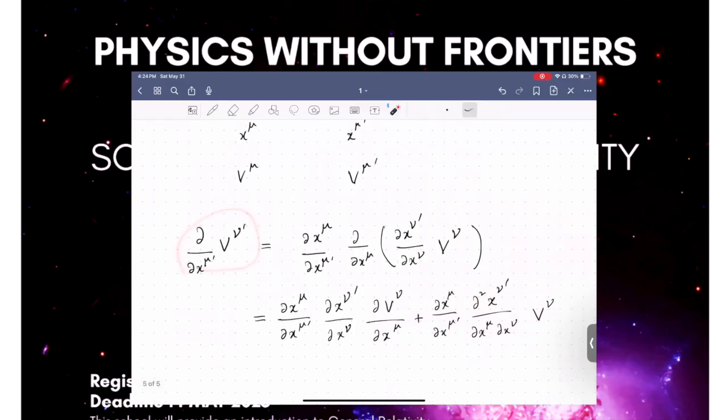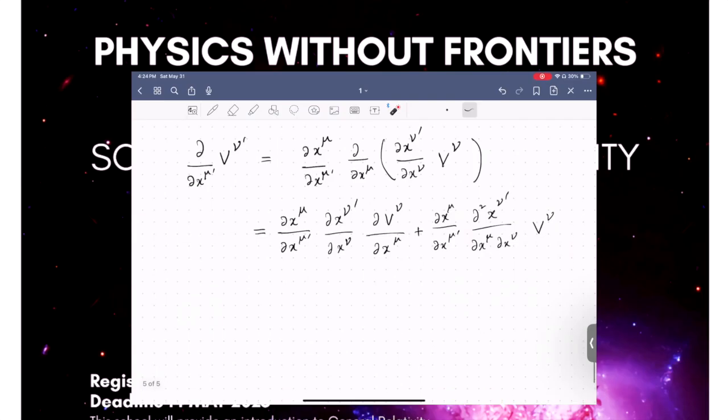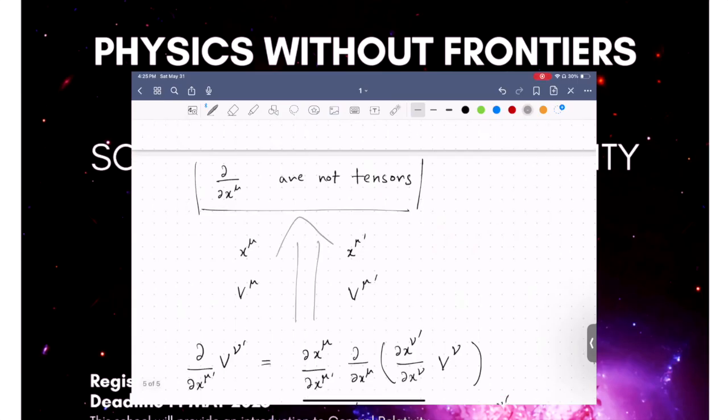And then this object does not transform like a tensor, right? So this is where we run into a problem with partial derivatives, because we only want to use quantities that transform nicely when we go from one coordinate system to another. And the partial derivative does not produce quantities that transform nicely, okay? So this is the reason why partial derivatives are not tensors.